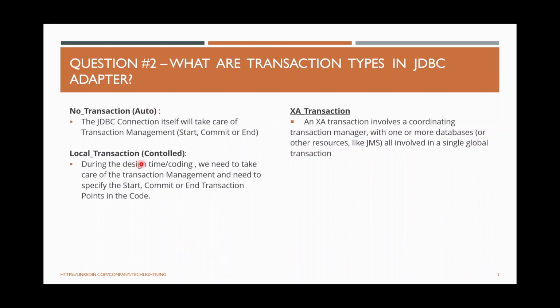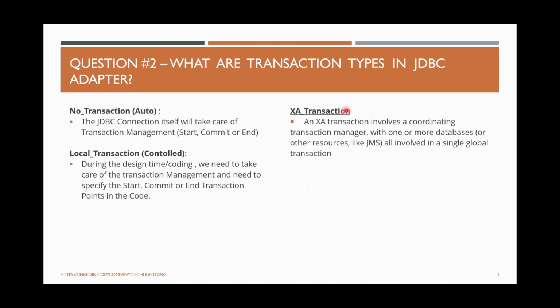But what is a local transaction? It's a controlled one. For example, you want to insert a few things, continue some processing, and after that commit. So you want to take control of that particular transaction. Then you can use the local transaction. In this one, we use services called start transaction, commit transaction and rollback transaction. The developer has to manually put all of these in the code in order to manage the transaction.